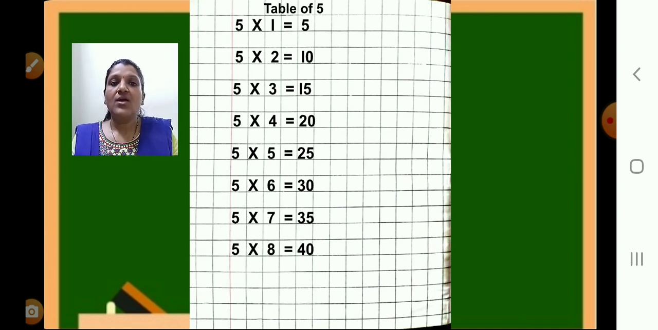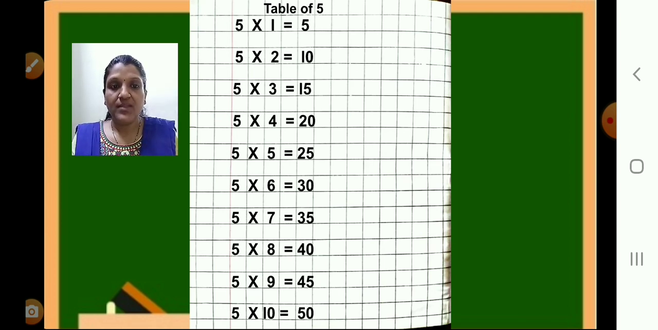Next, 5 into 8 equals to 40. 5 8s are 40. Next, 5 into 9 equals to 45. That is, 5 9s are 45. And the last, 5 into 10 equals to 50. 5 10s are 50.